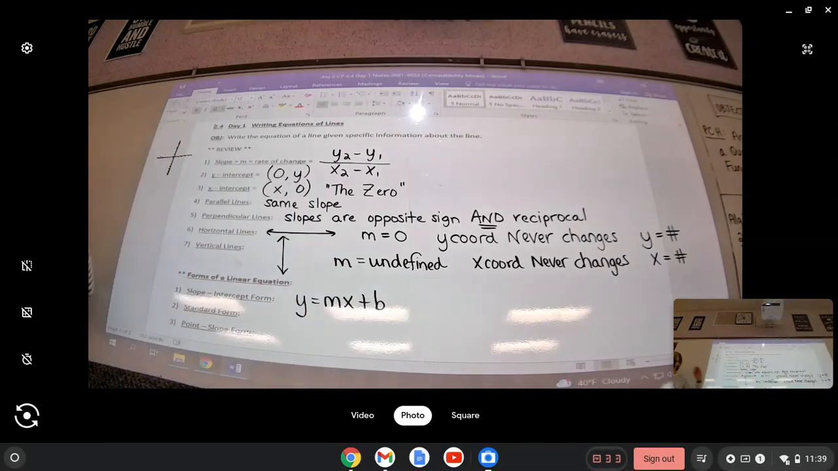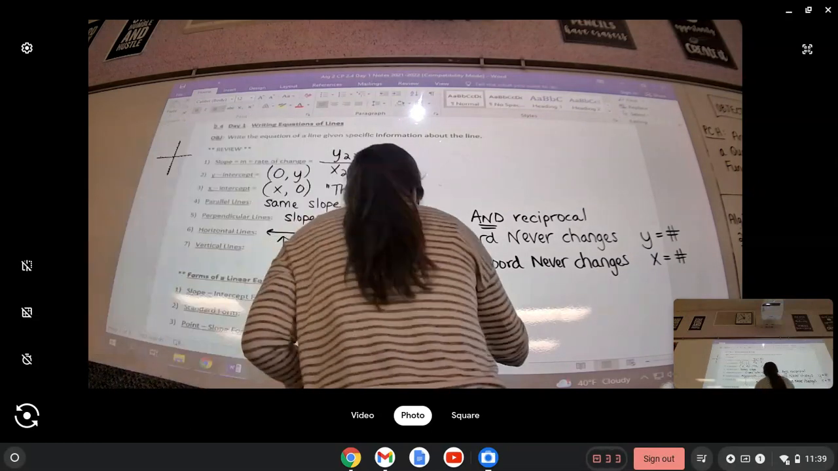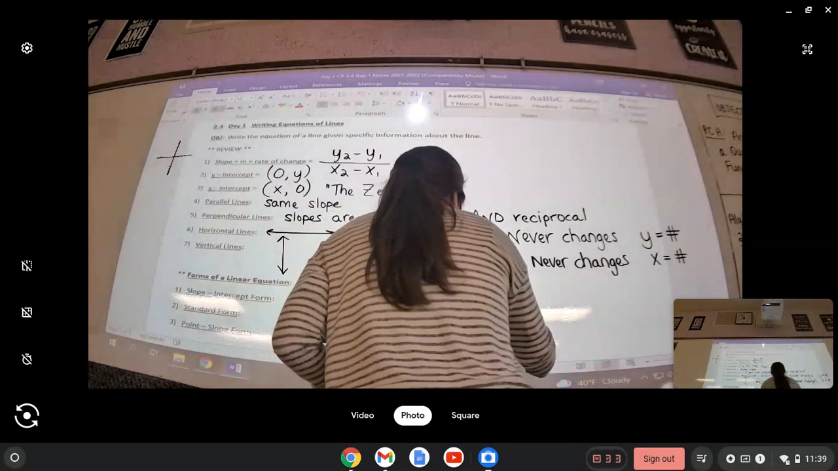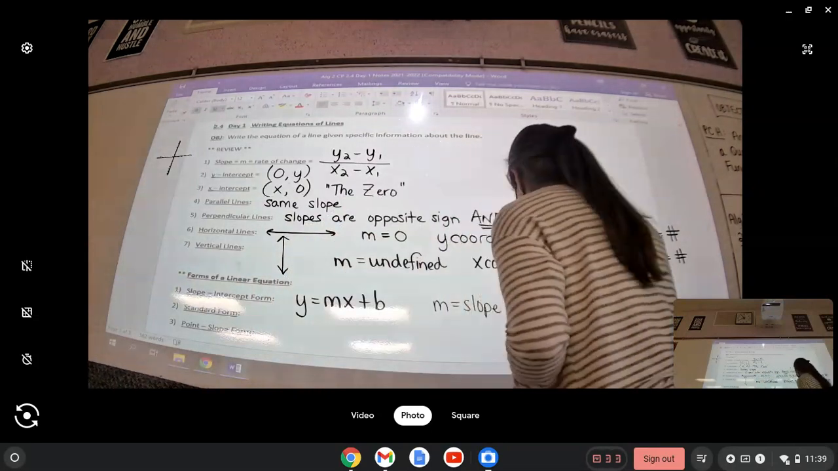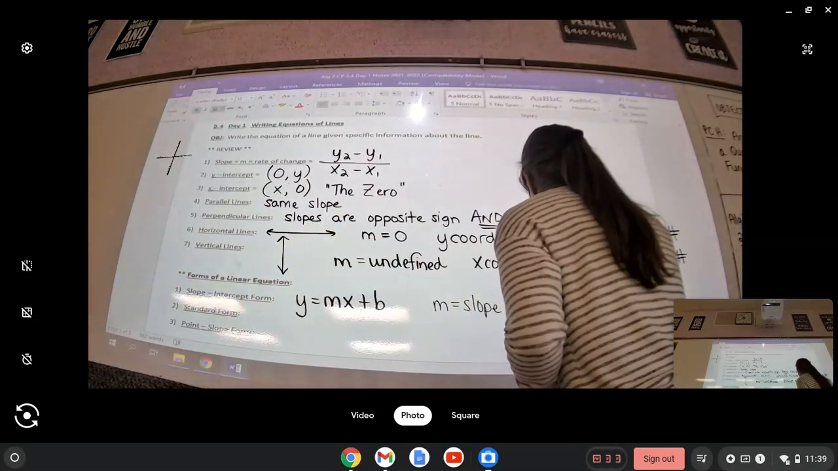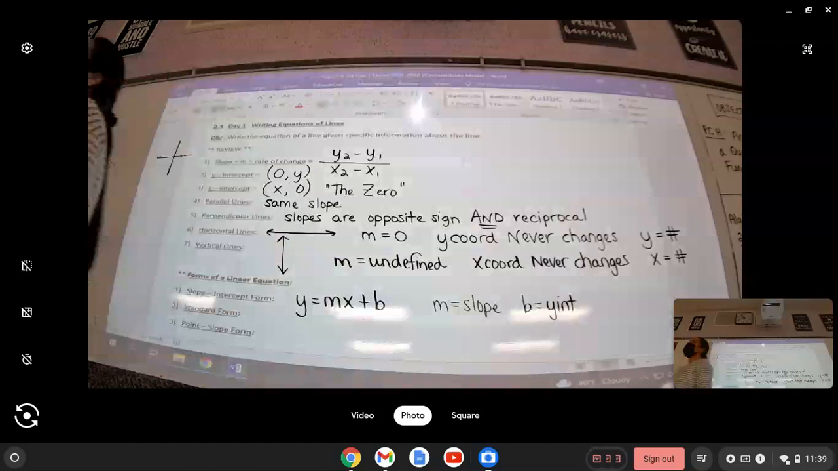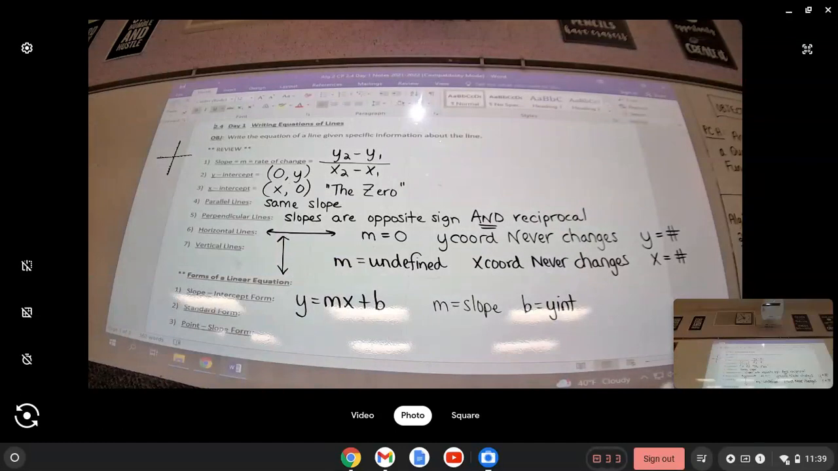Okay? And when you are in that form, M always represents the what of the line? Slope. And B always represents the beautiful y-intercept. So guys, if a problem says, hey, write the equation of a line that has this slope and this y-intercept, you're going to write that equation in about 3 seconds because you're going to put the slope in for M, you're going to put the y-intercept in for B, and you just wrote the equation of a line.